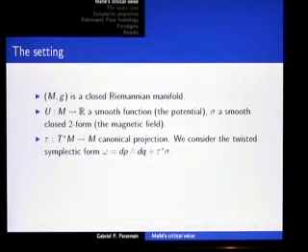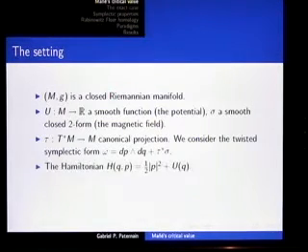You have the canonical projection from the cotangent bundle into M, and you can twist the usual symplectic form dp∧dq by adding the pullback of this closed two-form on the base. You pull it up, add it to the standard symplectic form, and this gives you a new symplectic form called the twisted symplectic form. So we get a new symplectic manifold, T*M with the twisted form omega. Then I look at the physical Hamiltonian: the usual kinetic energy plus a potential.